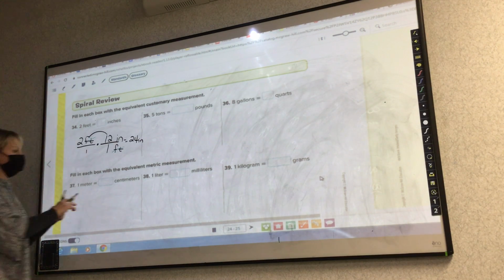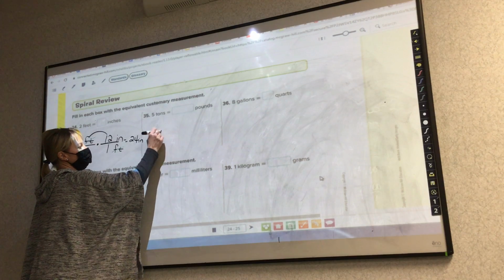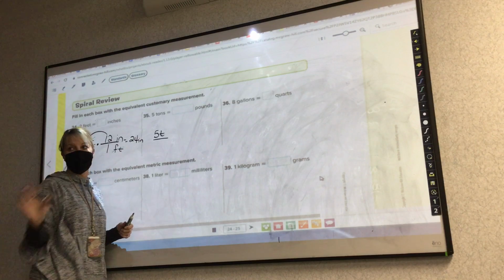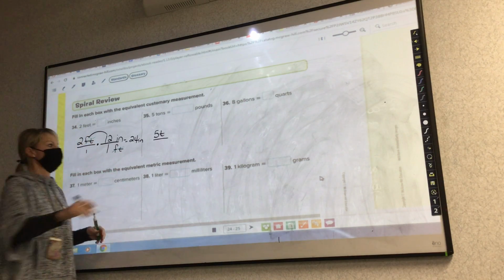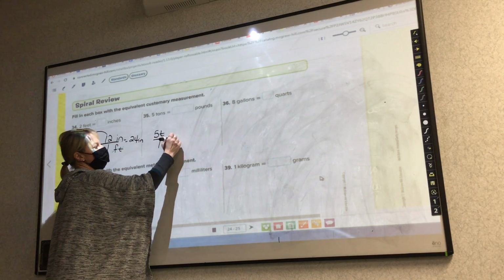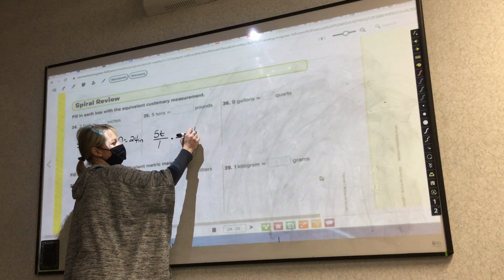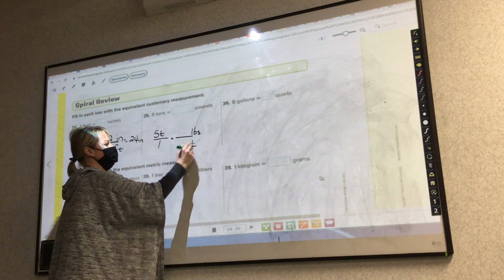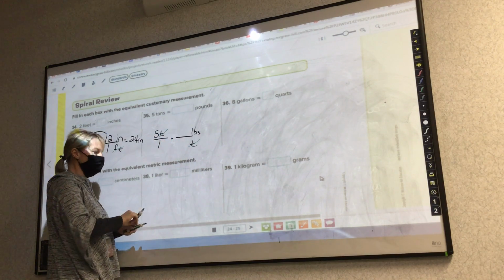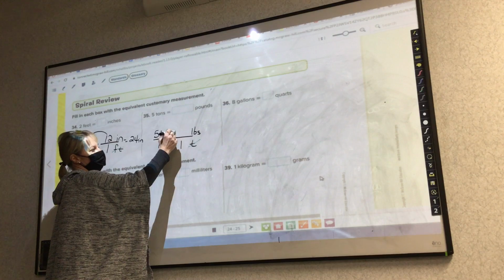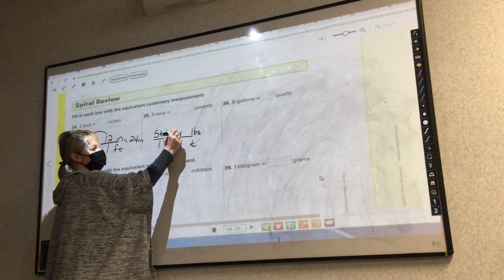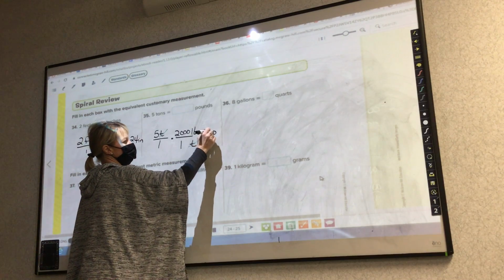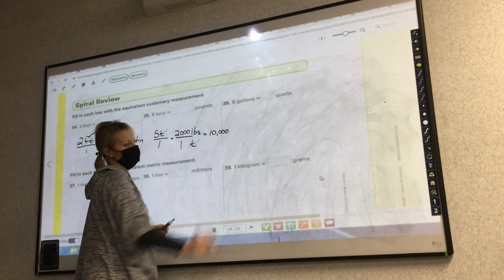Okay, so then my next one. 5 tons over 1 is how many pounds? I know you didn't have to do odds, but we're going to do them because I want them set up. So pounds on top, tons on the bottom, because my tons cancel each other out. In 1 ton, it's how many pounds? 2,000. So then 5 times 2,000 is 10,000.